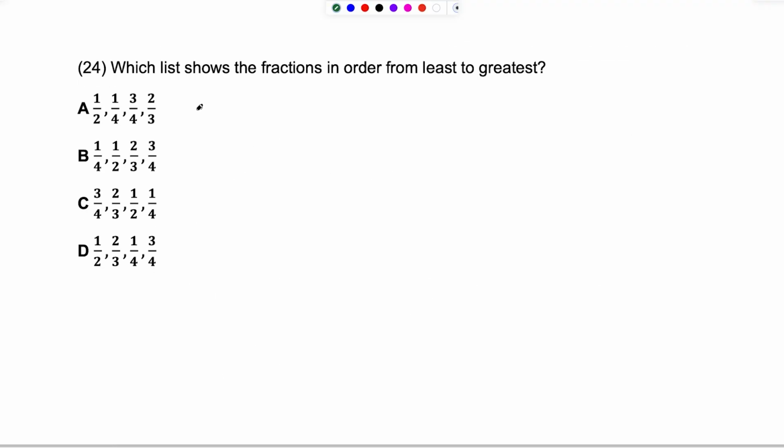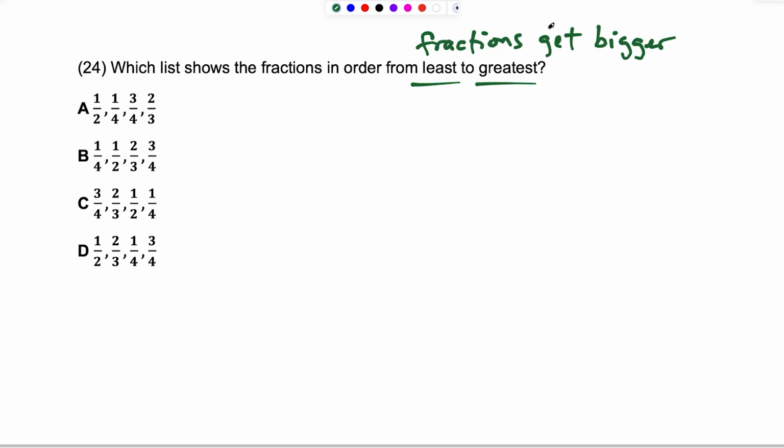Question 24, which list shows the fractions in order from least to greatest? For this one, there's a few ways we could go forward, but visualizing the fractions could help you eliminate a few of the answer choices. If we're going from least to greatest, that means we want the fractions just to be getting bigger. Least to greatest means the fractions increase or the fractions get bigger. This is how I interpret this.